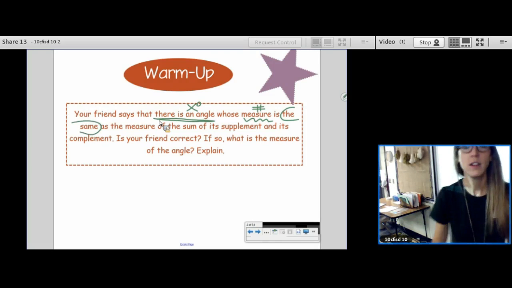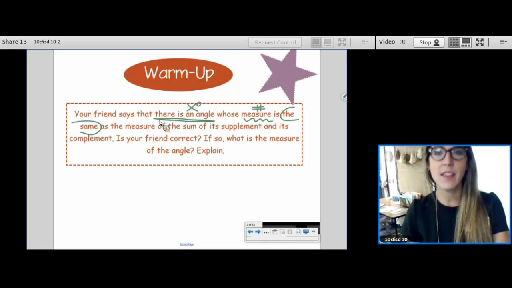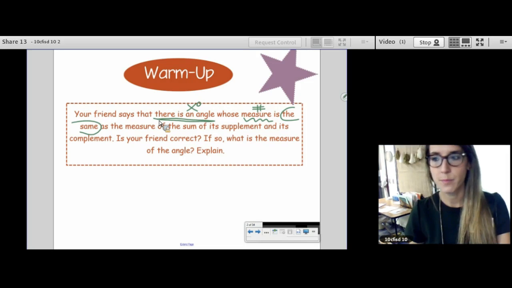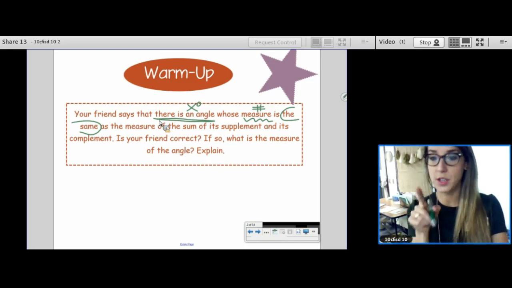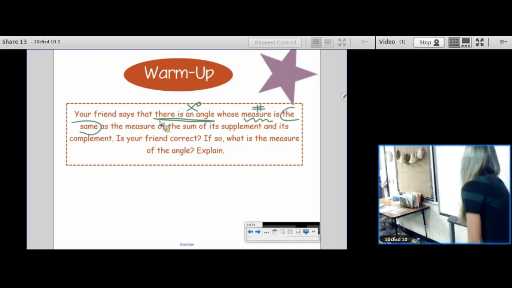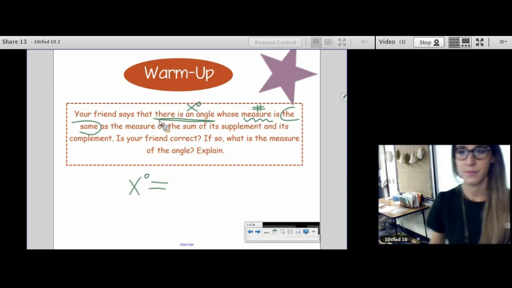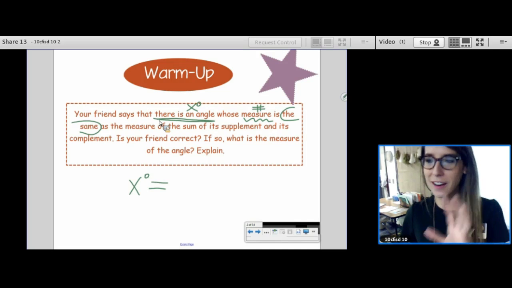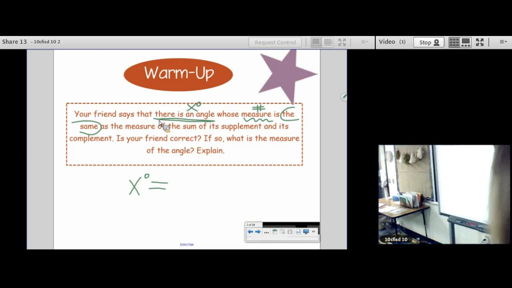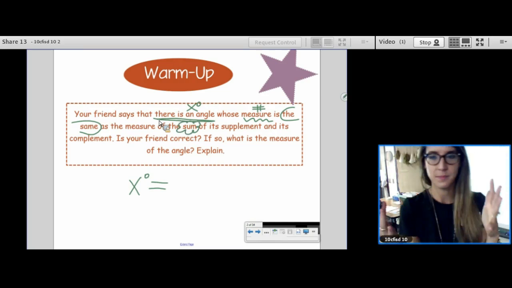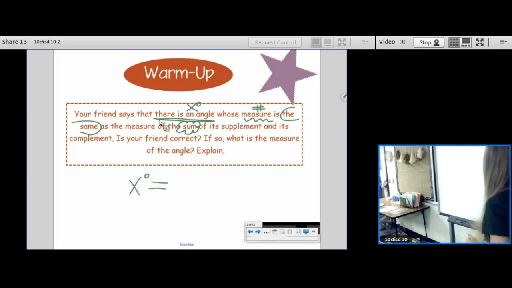Stop right there. What does it mean when it says is the same? Congruent, but we have numbers. So we have an angle whose measure is the same. We're just translating word by word. It's so fun. It's the same as the measure of the sum. Stop right there. What does sum mean?